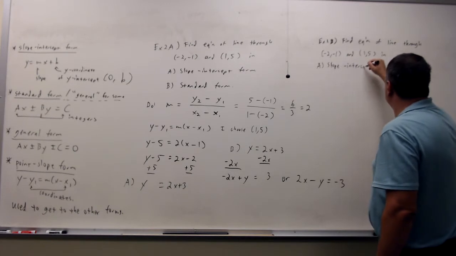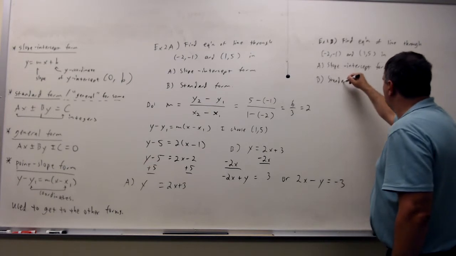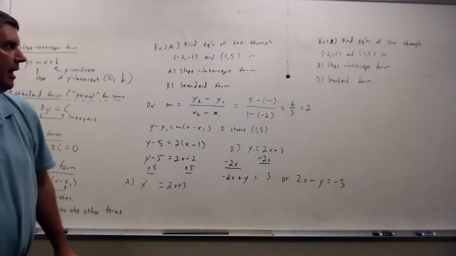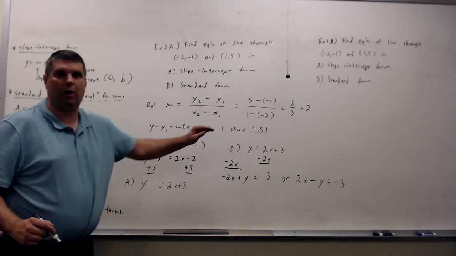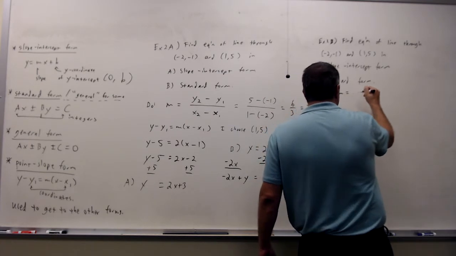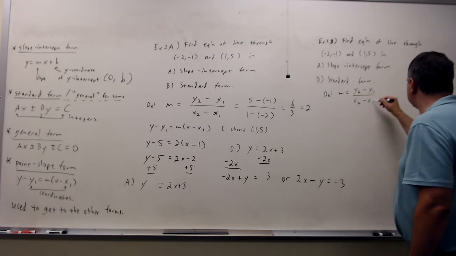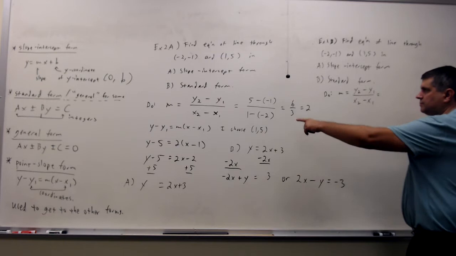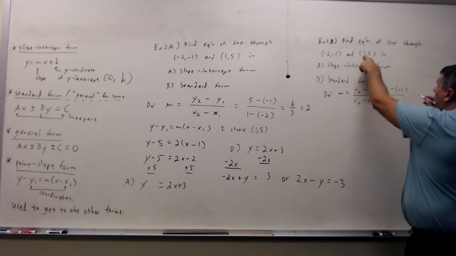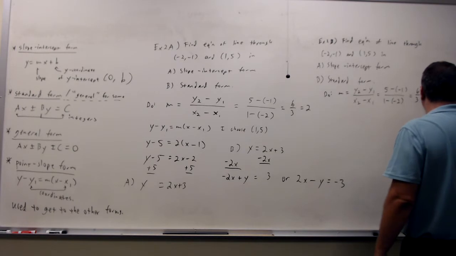Slope-intercept form, and B, standard form. Okay? Now, what I'm going to try to do here is show that it really doesn't matter which point you use. So, m equals y sub 2 minus y sub 1 over x sub 2 minus x sub 1, which is 5 minus -1 over 1 minus -2. And that is 6 over 3, which is 2.